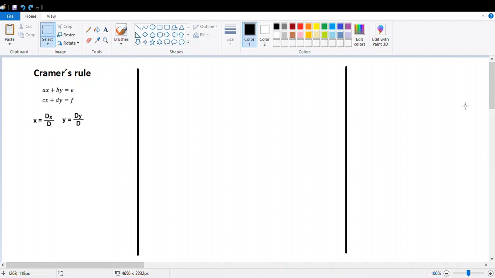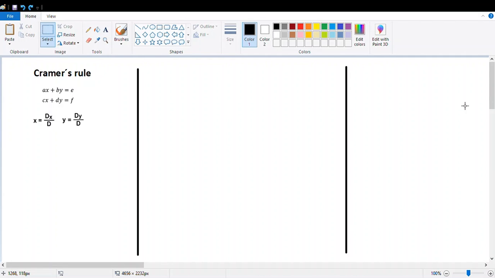Remember that when we are solving a system of linear equations, in other words, we are finding the intersection point between the lines, and in other words, we are finding x and y. That is the coordinate for the intersection point. According to Cramer's rule, we can find x by dividing the determinant of x over the determinant of the system, and we can find y by dividing the determinant of y over the determinant of the system.